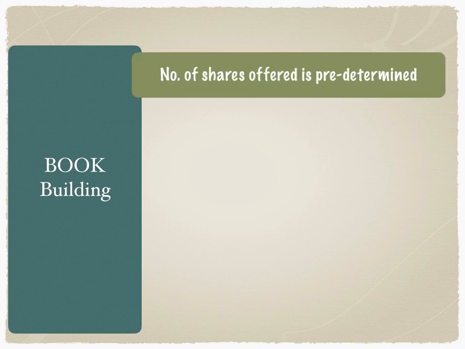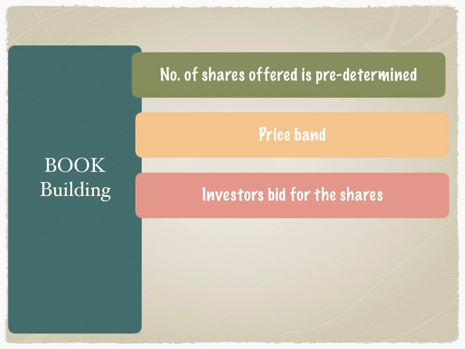The book building process is where the number of shares offered is predetermined. The number of shares that is offered to the investors is predetermined. The shares are offered for sale at a price band. This price band is an attempt to understand and gauge whether the investor is interested at a specific price or not. This price band is the band within which investors bid for the shares.